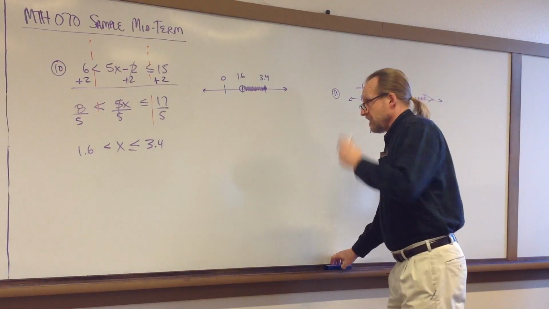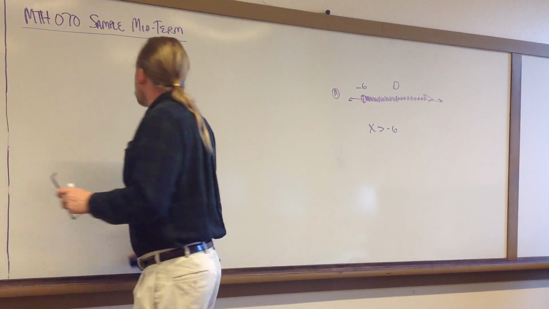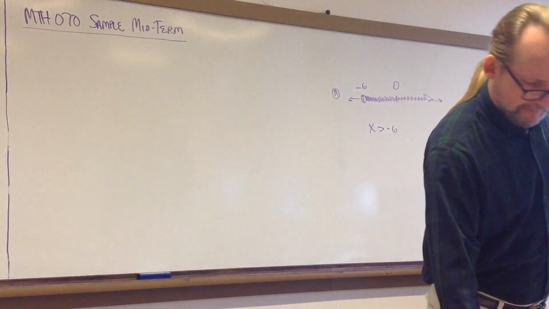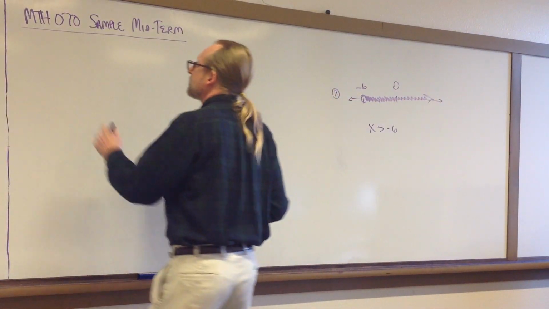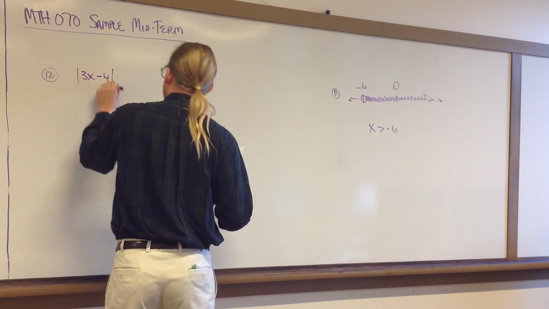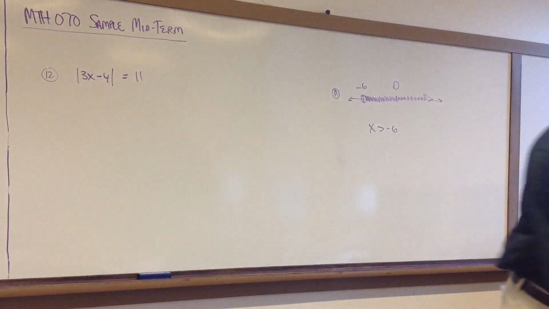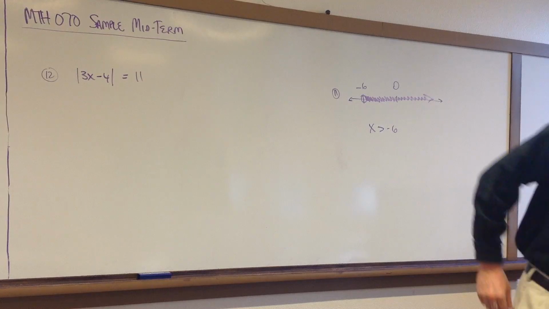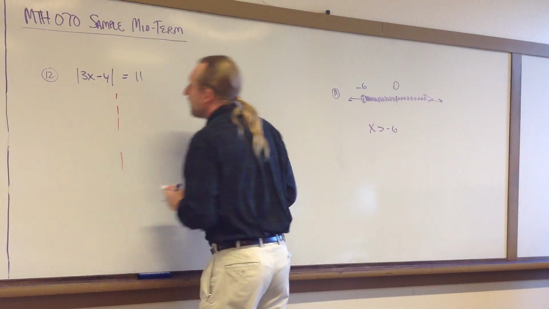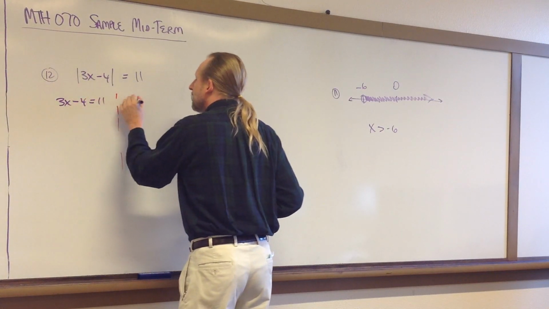All right, we're getting there. Let's see what we've got next here. The absolute value. Problem 12. We've got absolute value, 3x minus 4 equals 11. So the absolute value is already by itself, and so there's not anything that we have to do there. So the key step right now is to divide this in two pieces. 3x minus 4 equals 11.